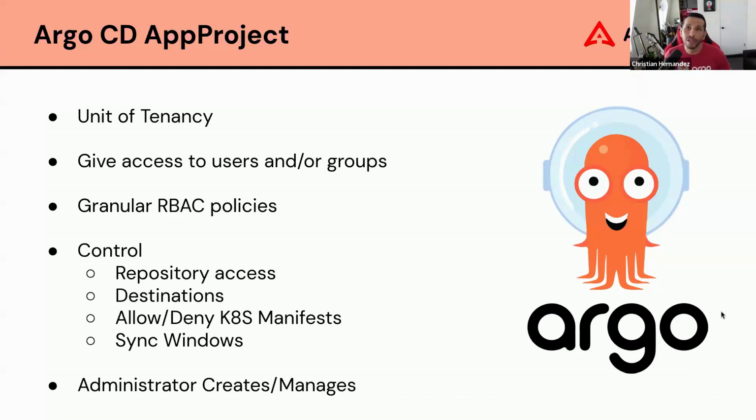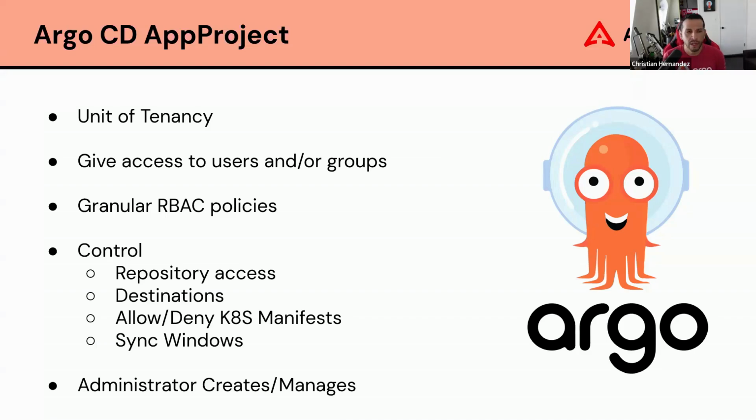And so the app project is where you scope down things, right? So you give access to users and groups to an app project. You create an app project and you give it access to specific users and or groups. And then you can have really granular RBAC policies, right? You can say, hey, this person can sync this application, but they can't delete it. Or you can go all the way down and say this person cannot sync this specific deployment, but everything else is okay. You can get actually pretty granular.